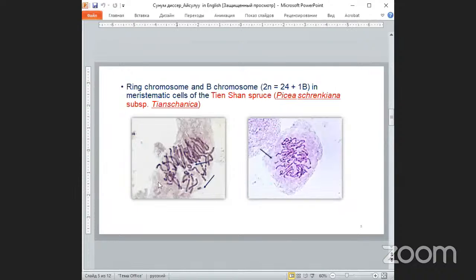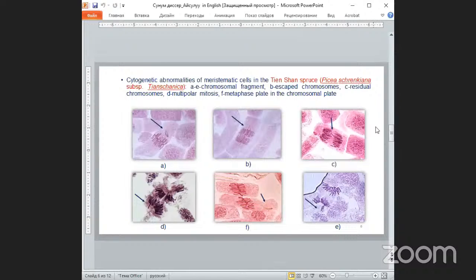Also, we can see the ring chromosome and B chromosome in meristematic cells of the Tianshan spruce. Cytogenetic abnormalities of meristematic cells in the Tianshan spruce: A and E are chromosomal fragments. B is an escaped chromosome, and C is residual chromosomes. D is multipolar mitosis. F is the metaphase plate in the chromosomal plate. These are abnormalities in Tianshan spruce cells that we observed in Bishkek city.